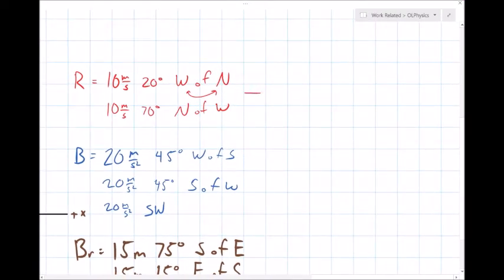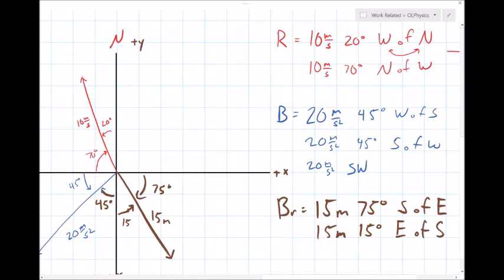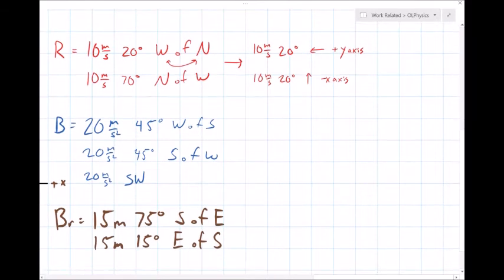So for our red one, instead of saying west of north, you would say 10 meters per second, 20 degrees. If you look at it, it is to the left of the positive y-axis. So I might say to the left of the positive y-axis, or I could say 10 meters per second, 20 degrees, going upwards from the negative x-axis. And this technically works too. Probably used a little bit less, but there'll be times when you want to use your x and y axes and not use north and south, east or west.